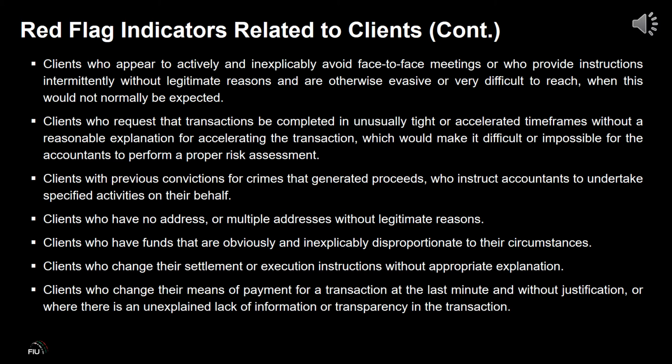Clients with previous convictions for crimes that generated proceeds who instruct accountants to undertake specified activities on their behalf. Clients who have no address or multiple addresses without legitimate reasons. Clients who have funds that are obviously and inexplicably disproportionate to their circumstances. Clients who change their settlement or execution instructions without appropriate explanation. Clients who change their means of payment for a transaction at the last minute and without justification, or where there is an unexplained lack of information or transparency in the transaction.